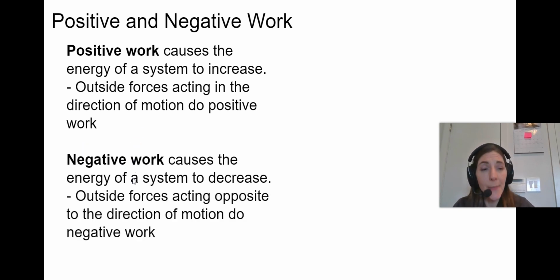Negative work is the opposite. It causes the energy of the system to decrease. So the outside forces are acting opposite the direction of motion, and that's negative work.